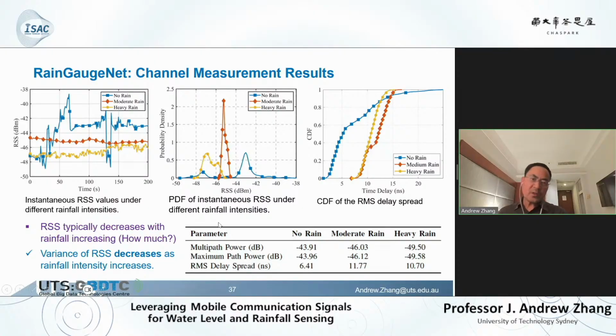There are also two critical observations drawn in their paper. One is that the received signal strength typically decreases with rainfall increasing, and this is common with many results shown in various literature, various papers. But a critical question is how much difference we can actually see in real rainfall. Another important observation is they found that the variance of the received signal strength decreases as rainfall intensity increases. They also provided some justifications for the observation, which sound kind of convincing.